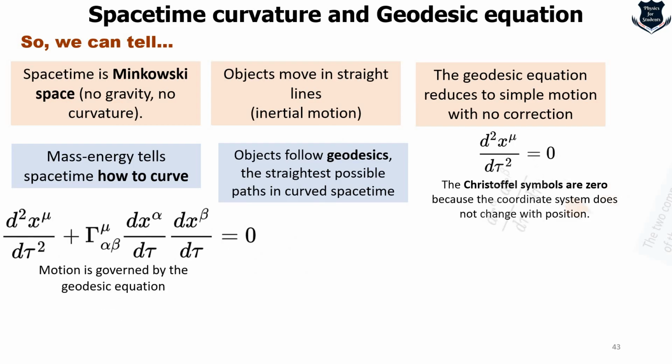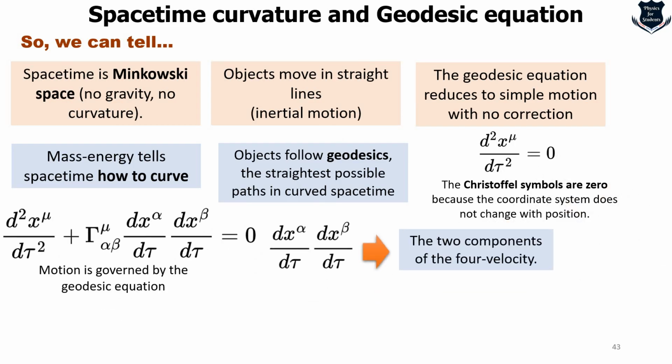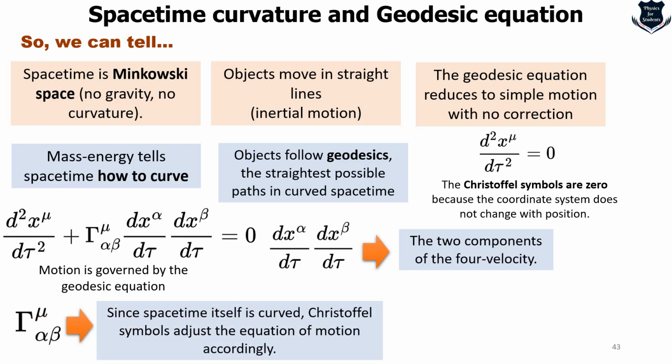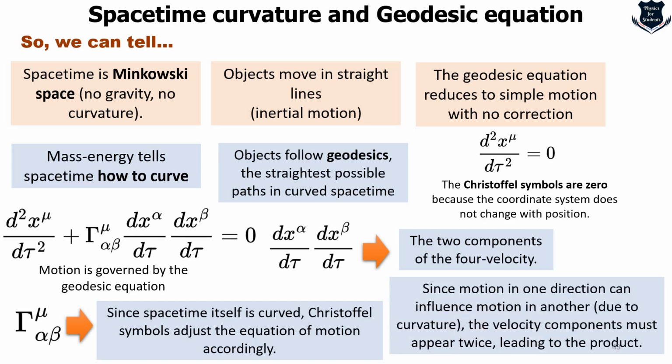Here you can see these are the two components of 4-velocity. Motion is governed by the geodesic equation, and since space-time itself is curved, the Christoffel symbol adjusts and takes the alpha and beta directions of motion. And since motion in one direction influences motion in another, velocity components appear twice. So this covers and clears our concept of space-time curvature, how it happens, and what equation, the geodesic equation, guides it.